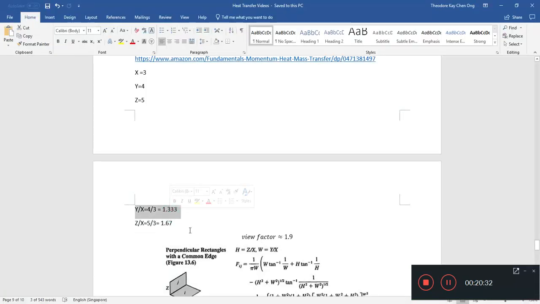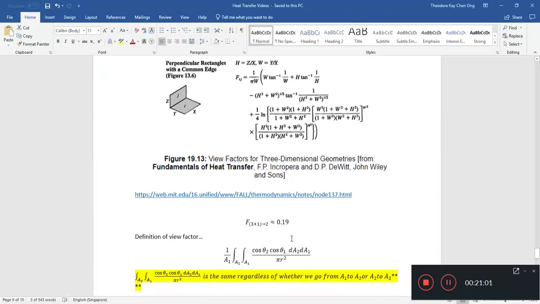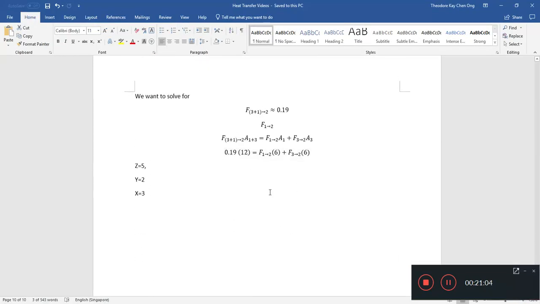Y over x is 2/3. So let's look for 2/3 on our graph. 2/3, that's 0.6 something. That's 0.67. So we have a view factor somewhere here. So let's give or take 0.27. Alright, not completely accurate, but we're around there. View factor 0.27.